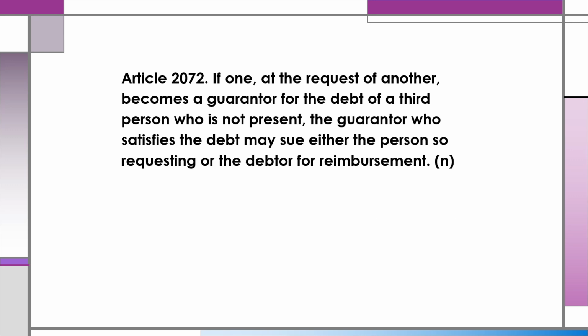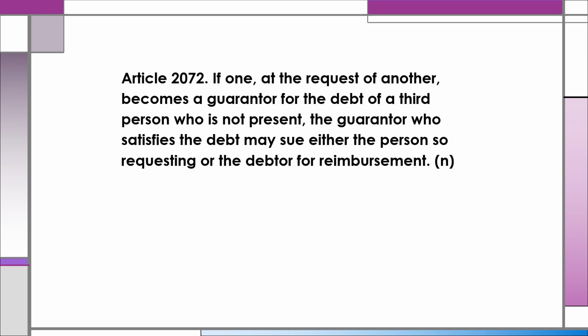Article 2072. If one, at the request of another, becomes a guarantor for the debt of a third person who is not present, the guarantor who satisfies the debt may sue either the person so requesting or the debtor for reimbursement.